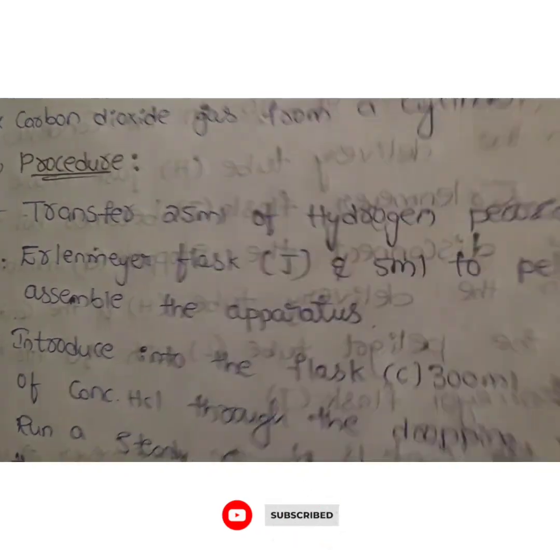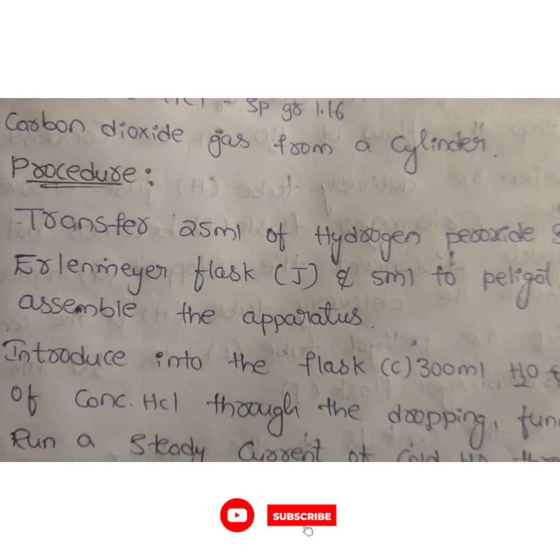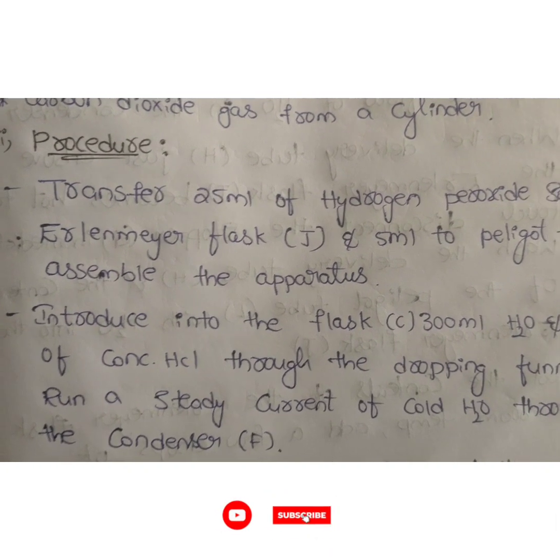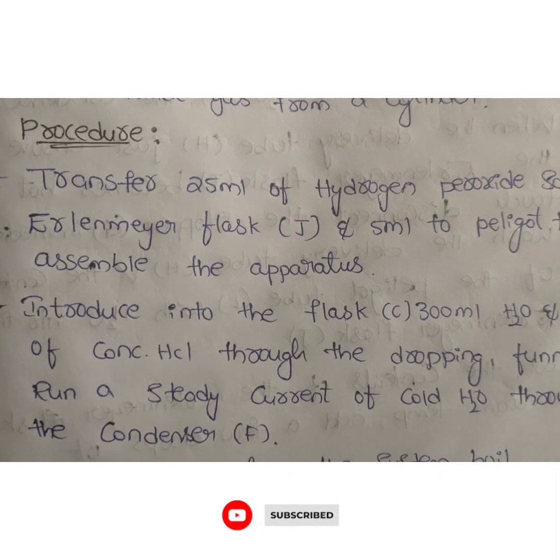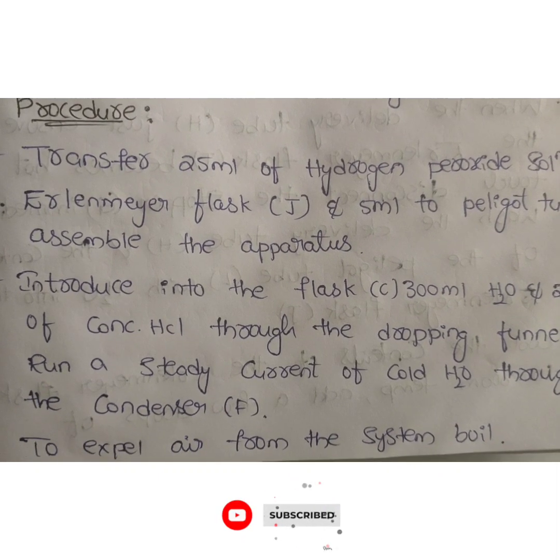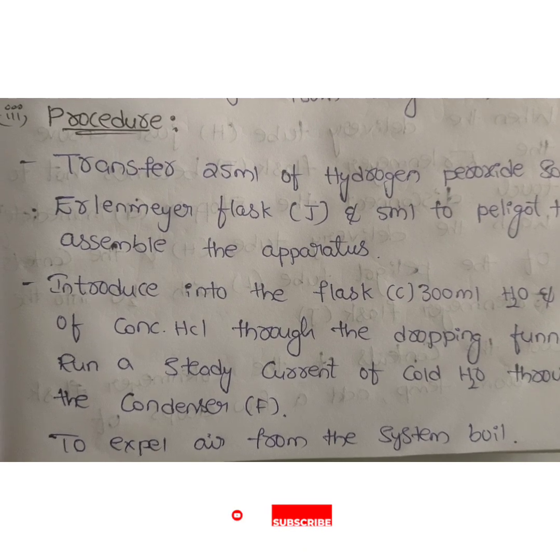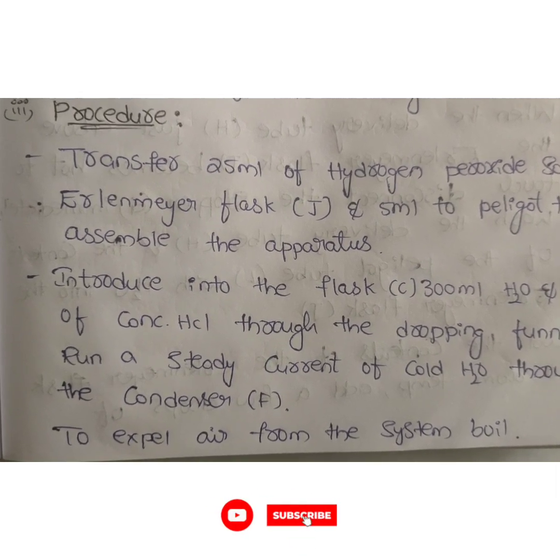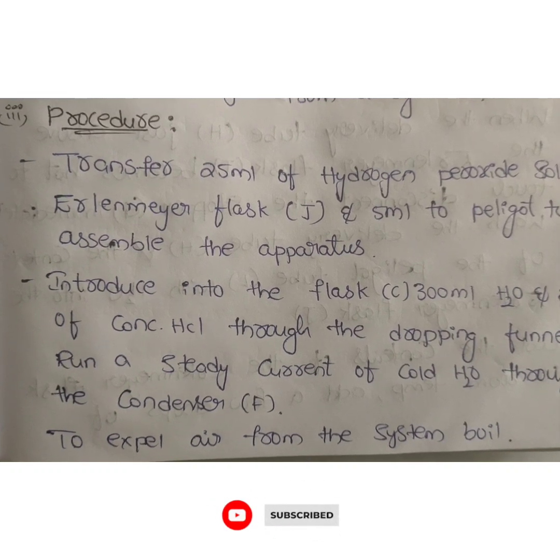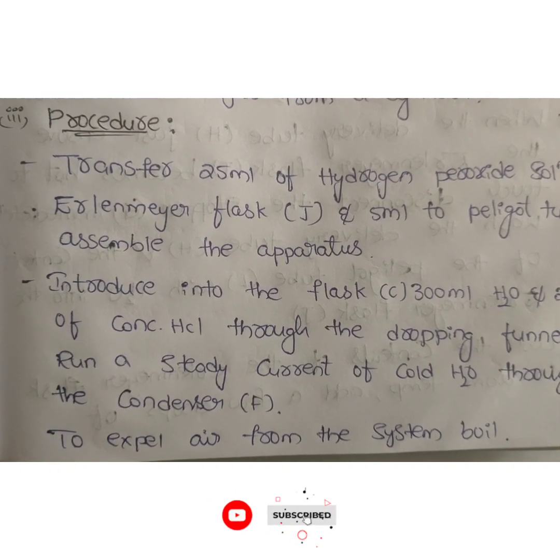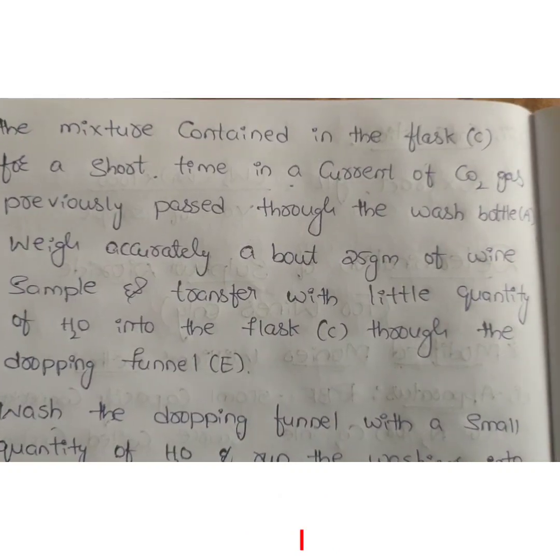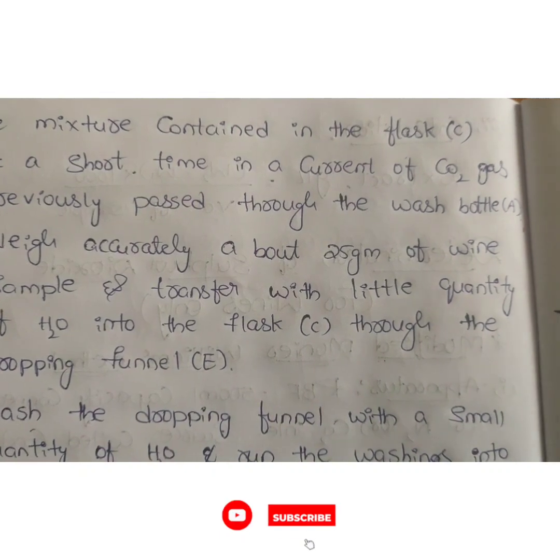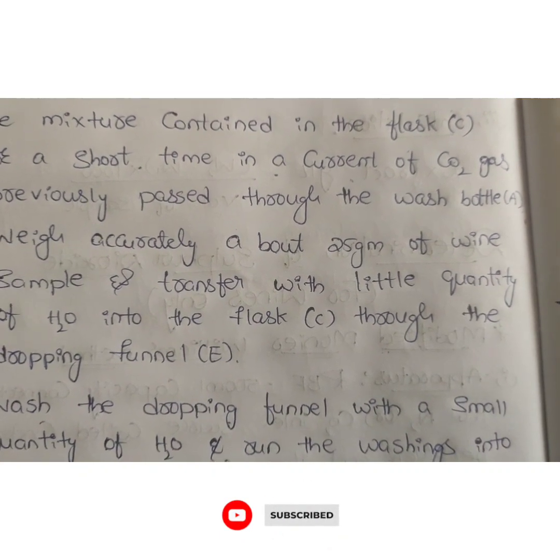Procedure: transfer 25 ml of hydrogen peroxide solution to an Erlenmeyer flask J and 5 ml to Peligot tube. Assemble the apparatus. Introduce into the flask C 300 ml of water and 20 ml of concentrated hydrochloric acid through the dropping funnel E. Run a steady current of cold water through the condenser F to expel air from the system. Boil the mixture contained in the flask C for a short time in a current of carbon dioxide gas previously passed through the wash bottle A.